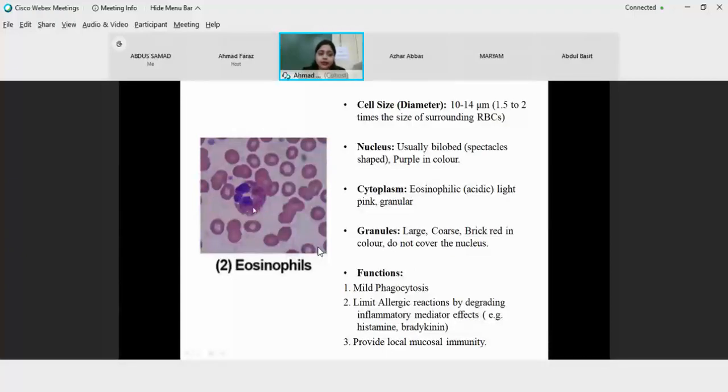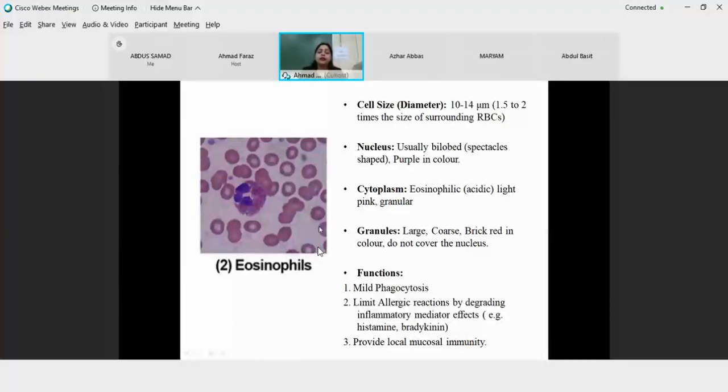The cytoplasm is eosinophilic, that is acidic, light pink, and it is granular. It contains large, coarse, reddish, brick red color granules, and they do not cover the nucleus. Okay, the granules are large, coarse, brick red, and they are not covering the nucleus. Again, the function is the same, that is mild phagocytosis.